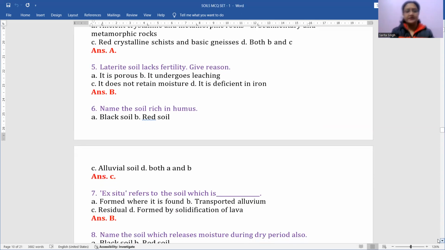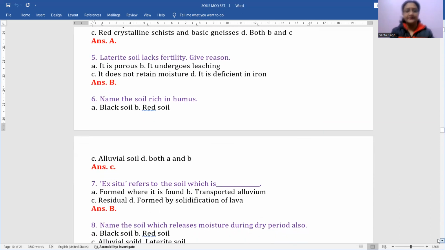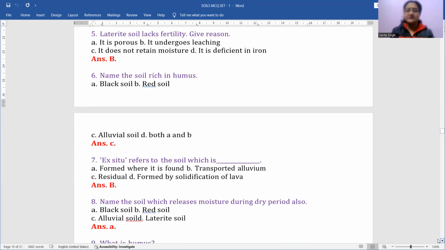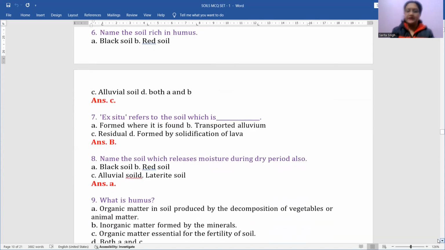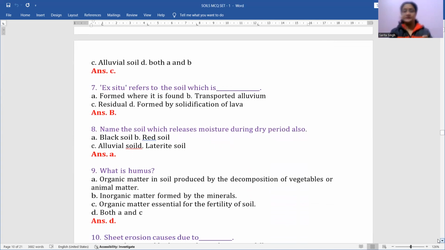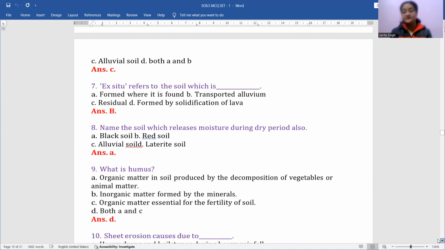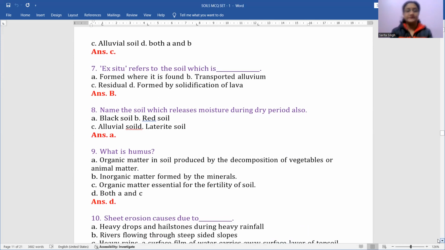Now next one is: name the soil rich in humus. Black, red, alluvial, or both A and B? It is alluvial soil. Okay, in certain areas, not everywhere it is rich in humus, but yes, in certain areas you'll find alluvial soil is very fertile with humus.